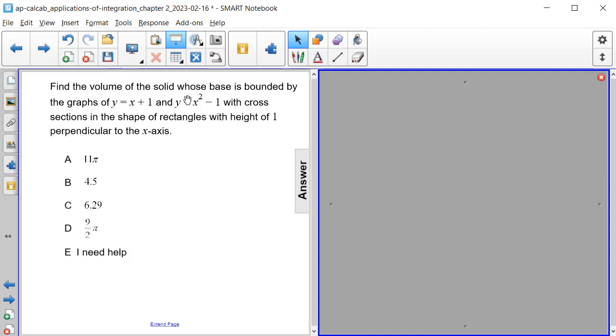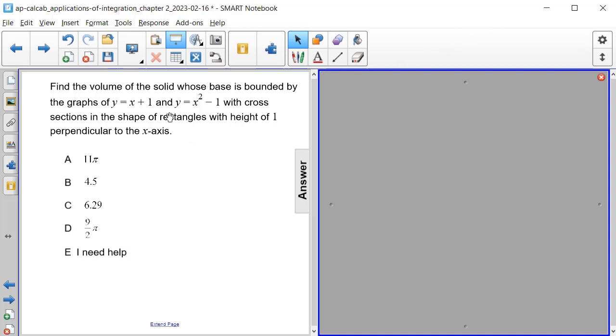Find the volume of the solid whose base is bounded by the graphs of y equals x plus 1 and y equals x squared minus 1, with cross-sections in the shape of rectangles with a height of 1 that is perpendicular to the x-axis.